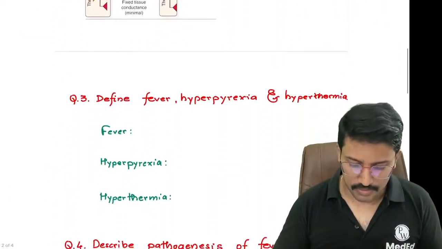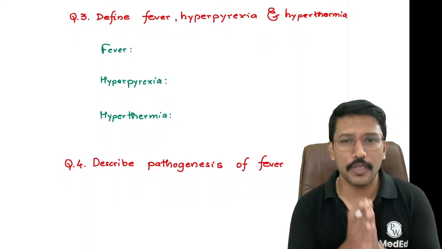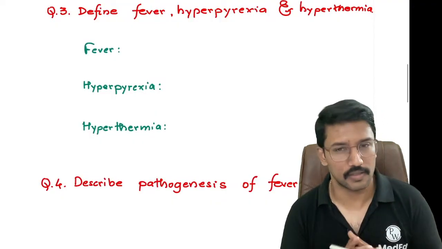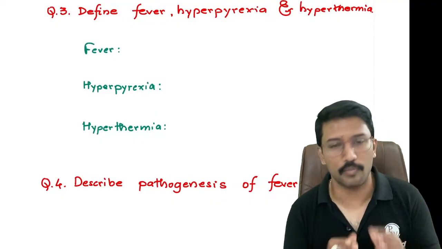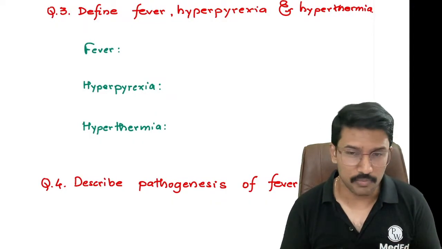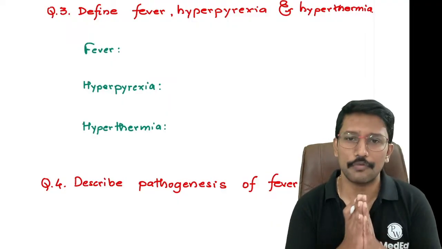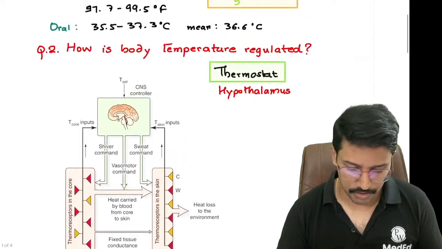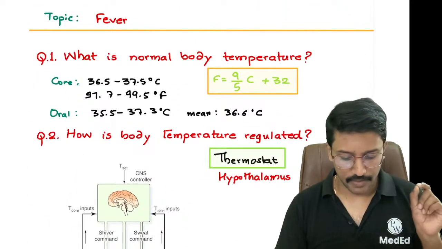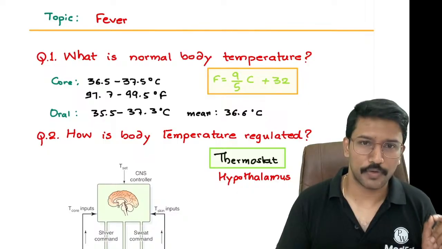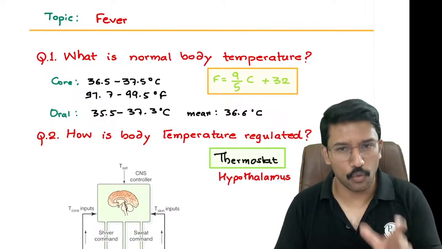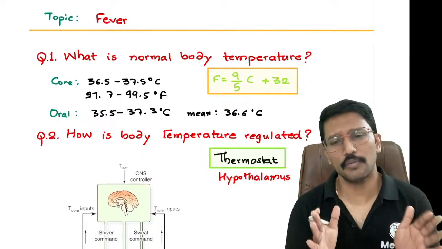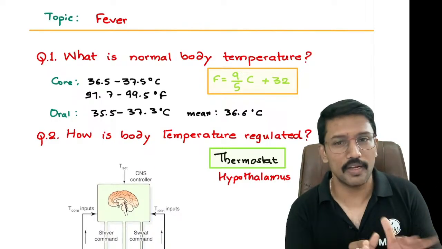Now, having understood this, let us come to the crux of the matter, that is fever, hyperpyrexia and hyperthermia. These are the three terms which we need to understand, because every time somebody's body temperature is elevated, it need not always mean fever, right? So first point is fever. How do you define fever? I have already given you the normal temperature range. What is the normal temperature range? Core is 36.5 to 37.5, oral is 30.5 to 37.3. The mean oral temperature is 36.6 degrees Celsius. Increasing body temperature need not completely define fever, right?